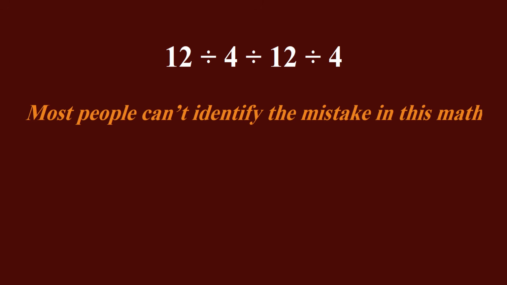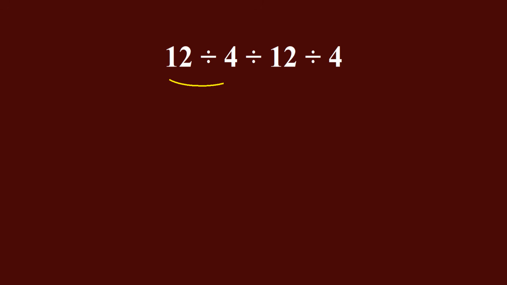Take a look in this video. 12 divided by 4 equals 3, and 12 divided by 4 equals 3. Now we have this problem. 3 divided by 3 equals 1.